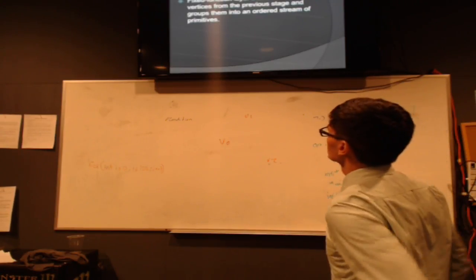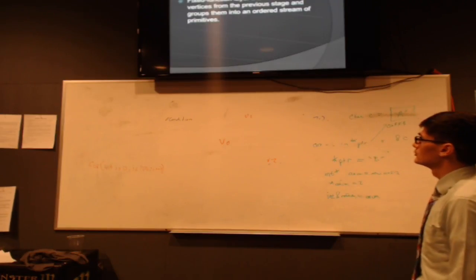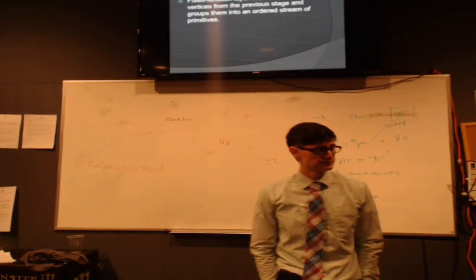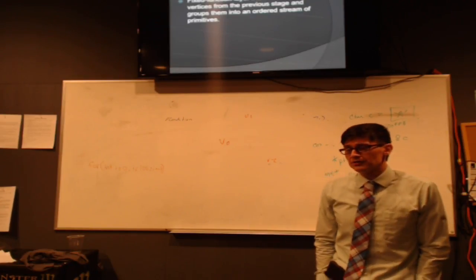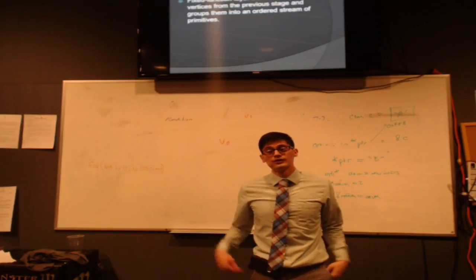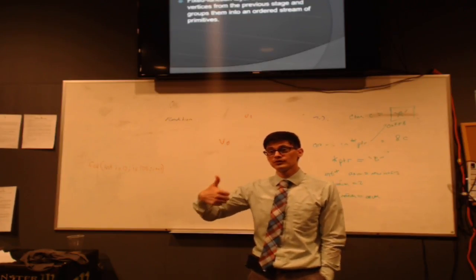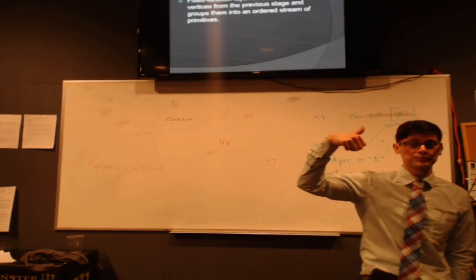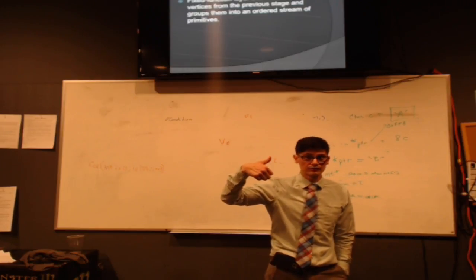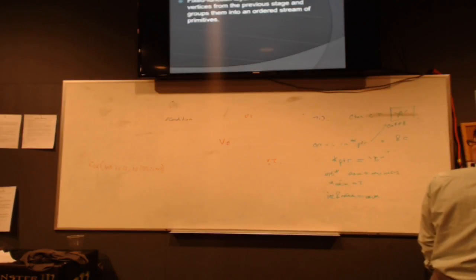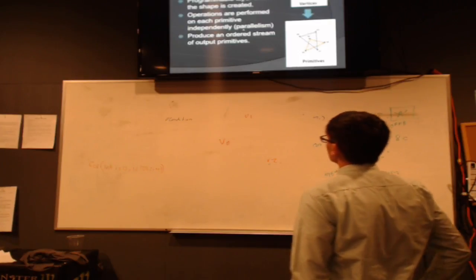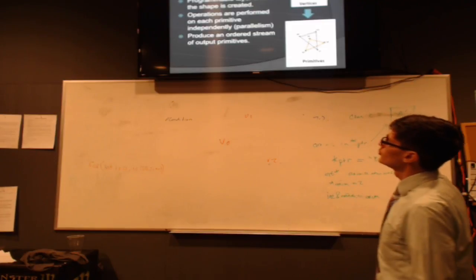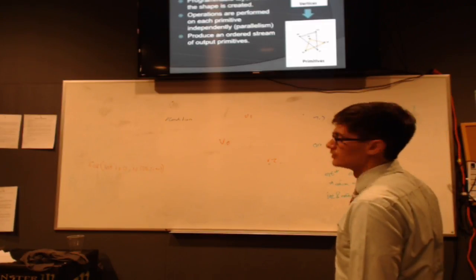So we have to generate some primitives. This is a fixed function layer that takes the vertices from the previous stage and groups them into an ordered stream of primitives. All right. What's a primitive? In this definition, a primitive is going to be the triangle that gets generated. And you're about to see it, okay? We're going to have one triangle per. When we give verts out, we're going to... Here, I'll show you. All right. So primitive processing. This is the programmable layer where the shape is created. Operations are performed on each primitive independently.